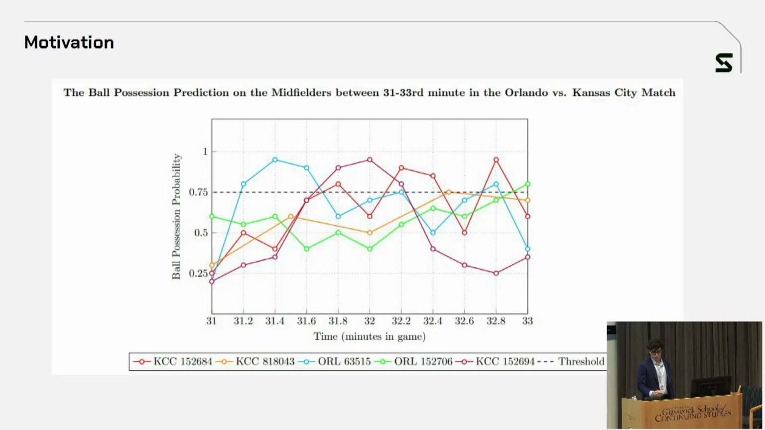So then we took this idea and applied it to midfielders. In this graph, we specifically looked at the Orlando Pride game versus Kansas City Current. And this shows what we thought midfielders' ball possession probability would look like between the 31st and 33rd minute. Specifically, take a look at how we only had 1 to 2 players above the threshold at each time, signifying that one person was deemed possession of the ball.